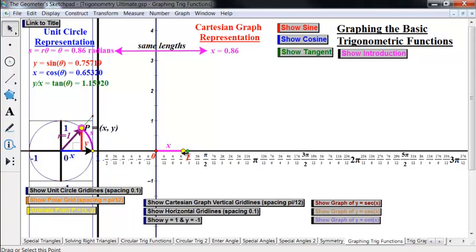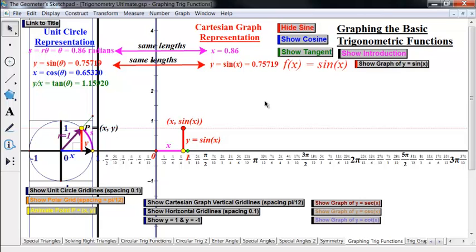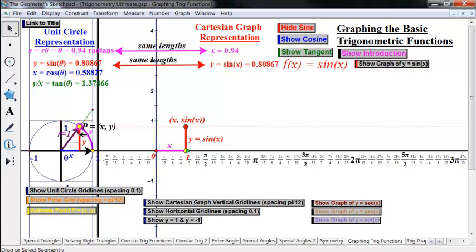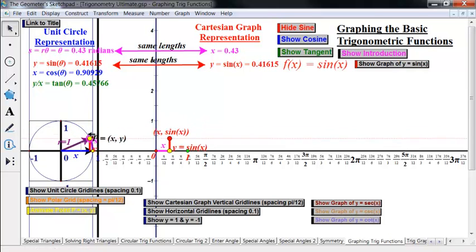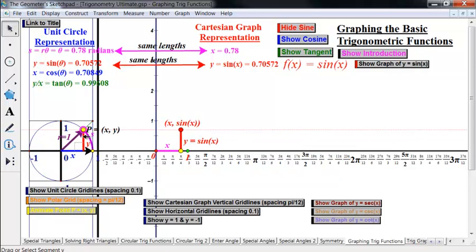Now let's see how we can see sine. So I'm going to click on the Show Sine button. Now remember, over here in the right, the sine is the y value of this ordered pair of this point P as we move it around. And so it's this vertical distance here, the y.